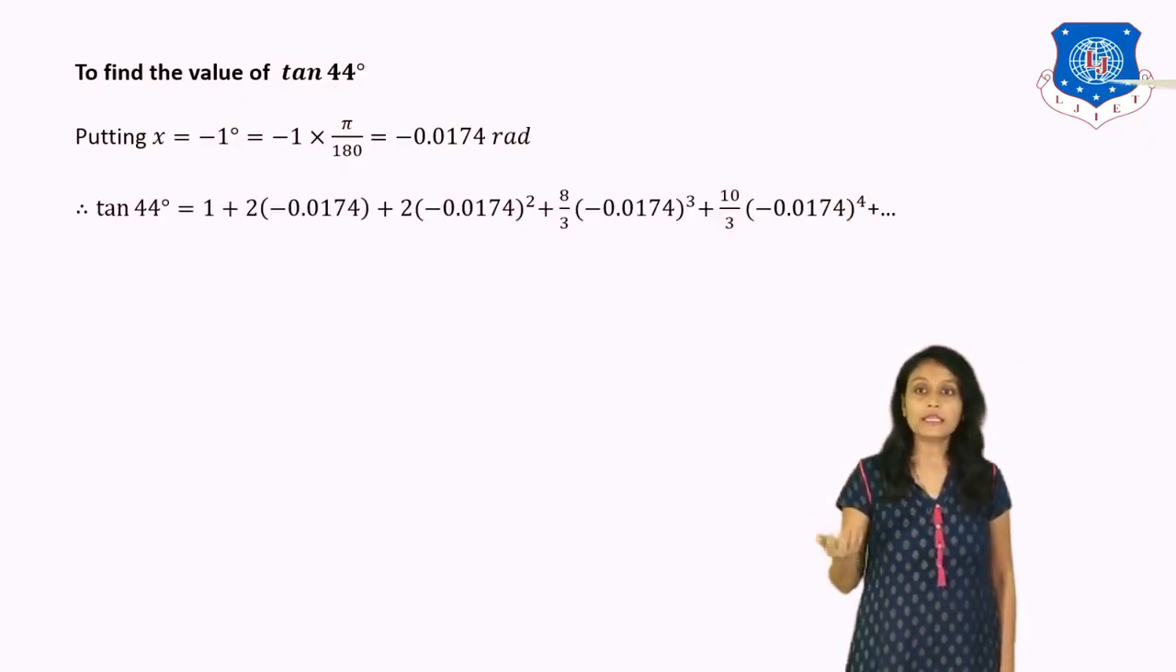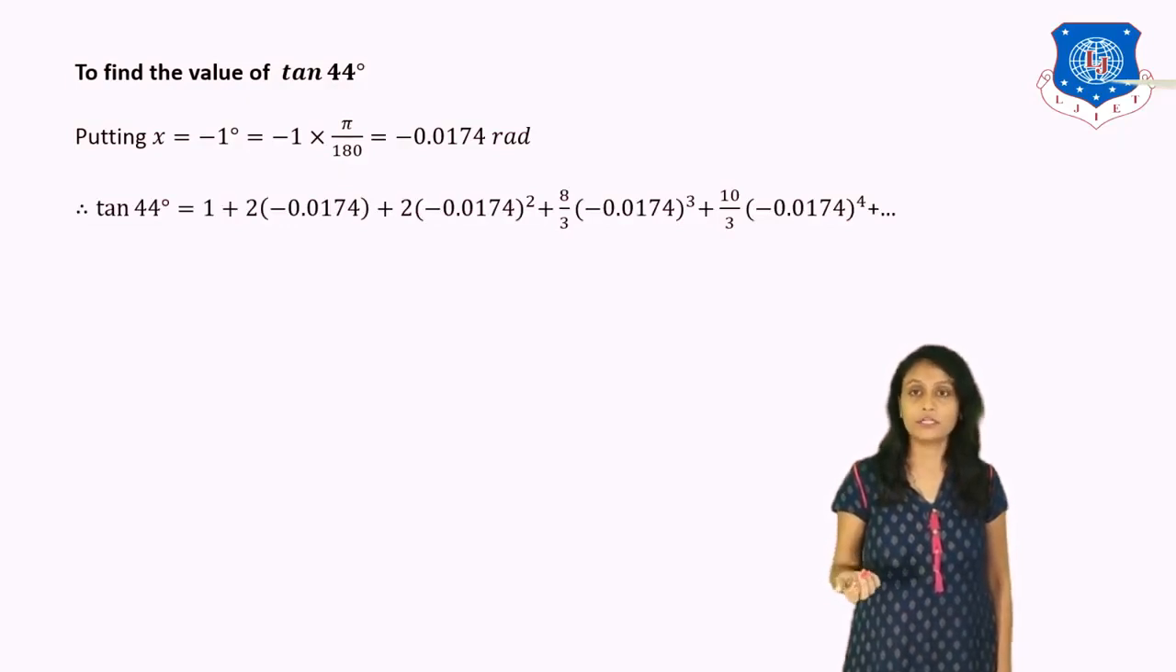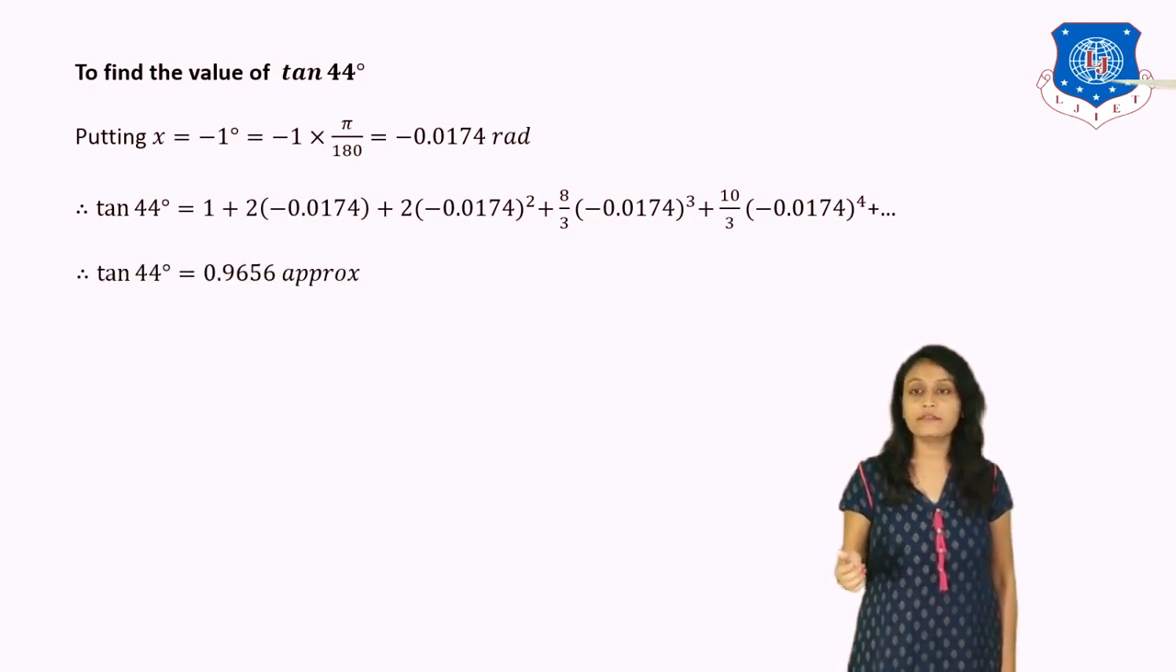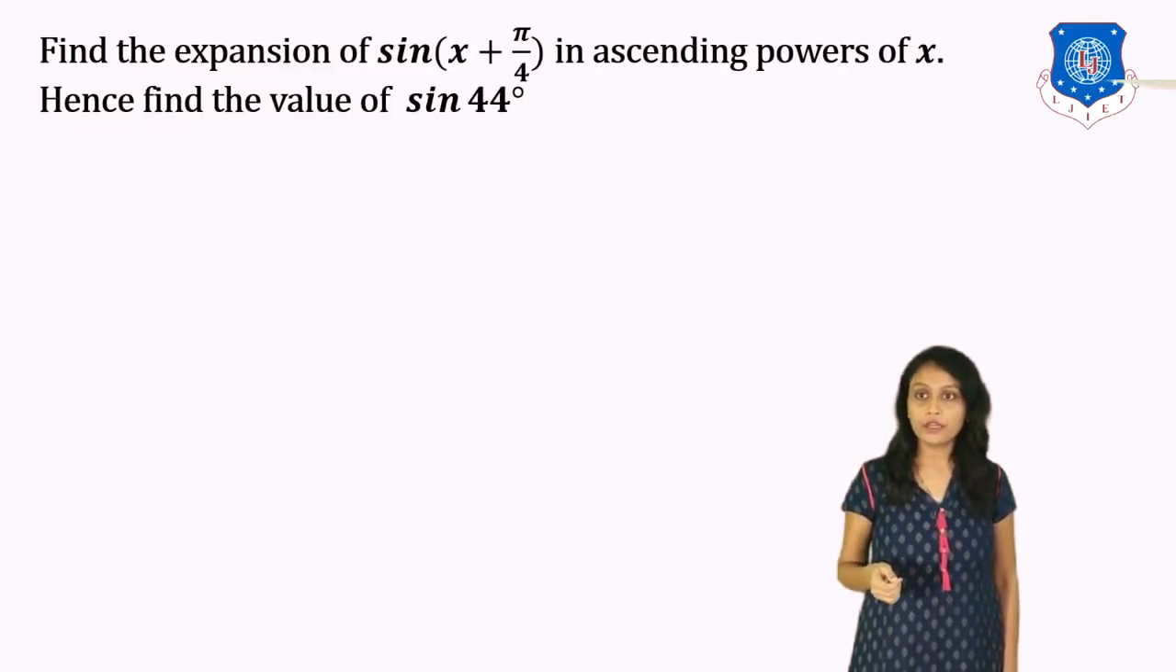Okay, again in place of x, now what we have to substitute is 0.0174. Okay, and just simplify to get the value of tan 44 degree, that is 0.9656 approximate value. Okay, now next example.